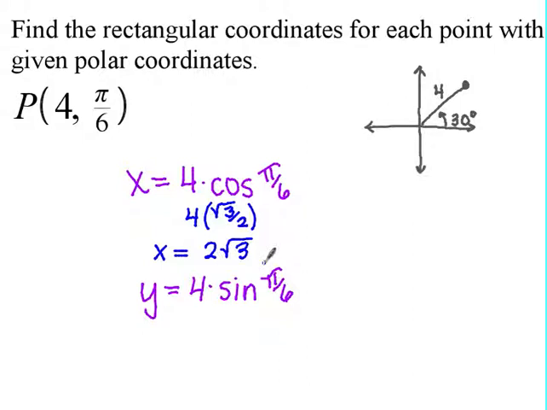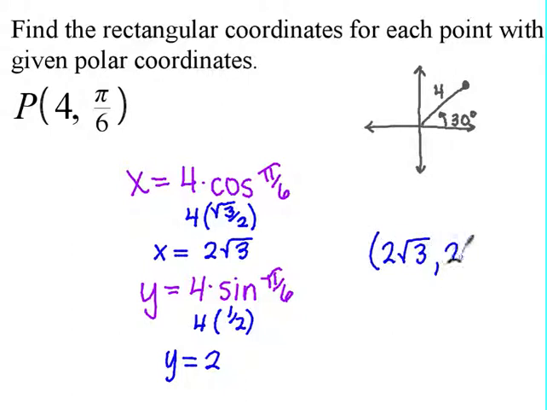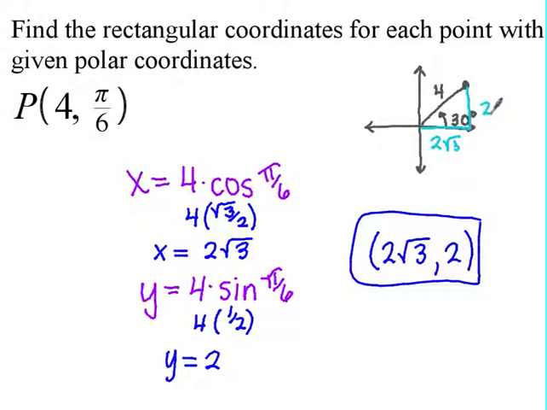Now we're going to do the same thing with the sine of pi over 6. What's the sine of pi over 6? 1/2. So what is my y-coordinate here? 2. So my ordered pair will be 2 root 3, comma 2. Let's think about what that means. If I were going to give this point an x-coordinate, it would be 2 root 3. If I were giving it a y-coordinate, it would be 2. So essentially, you've got a right triangle there. Your x-coordinate is 2 root 3, your y-coordinate is 2.